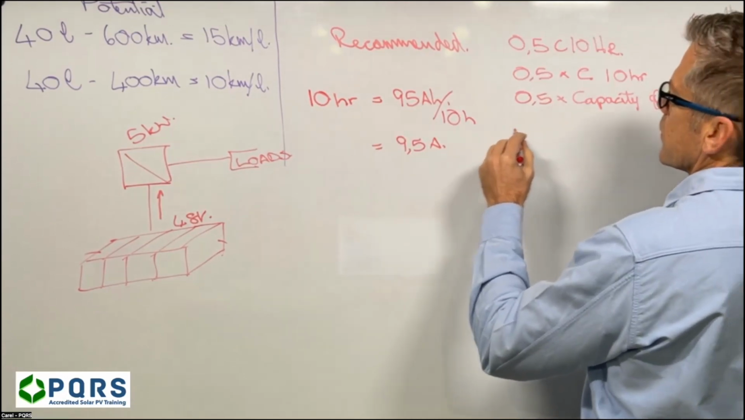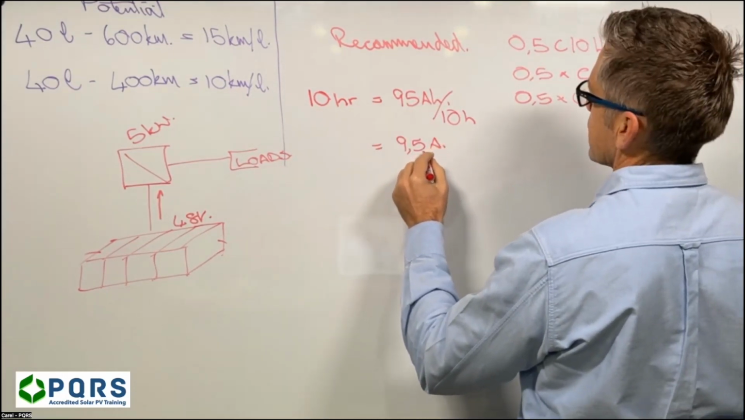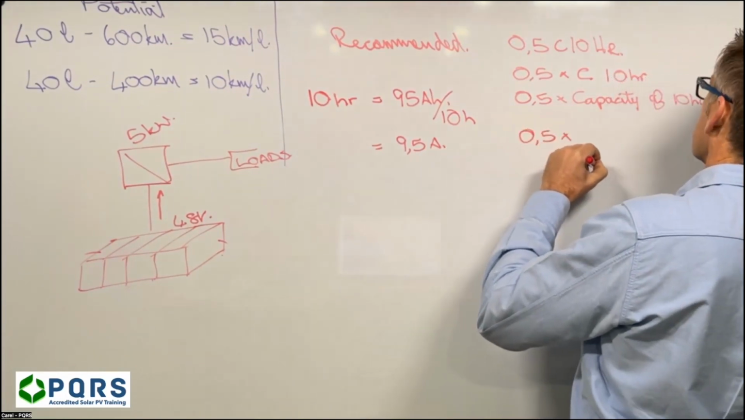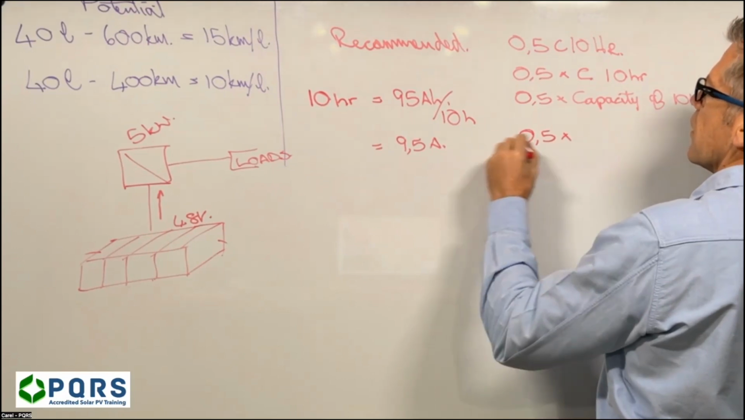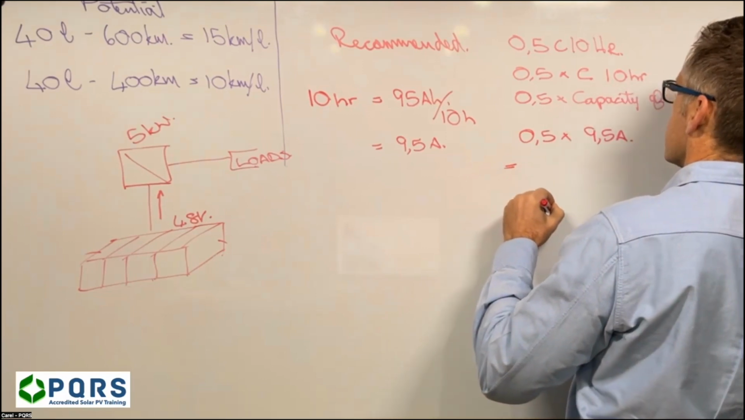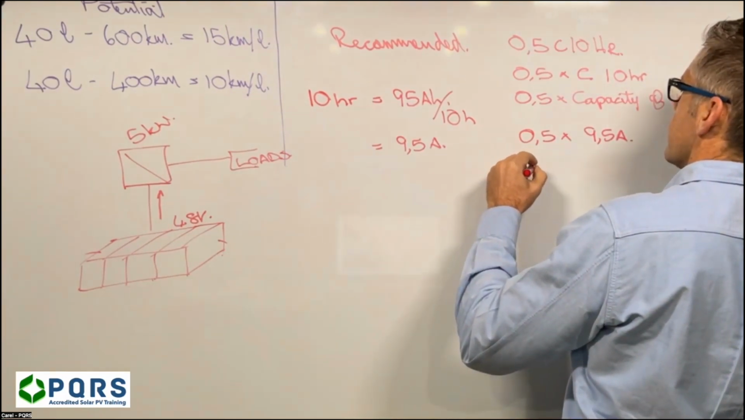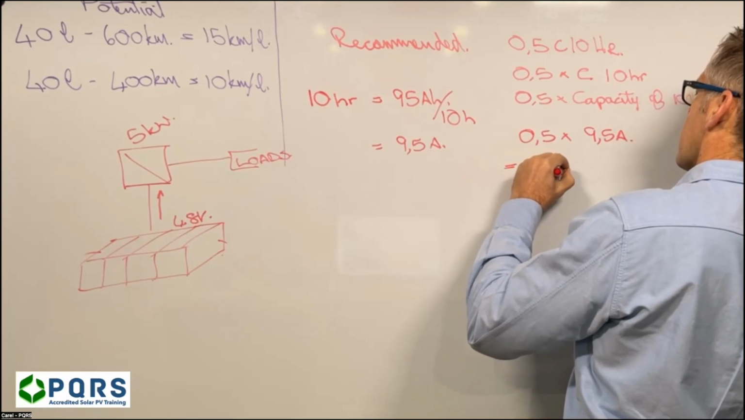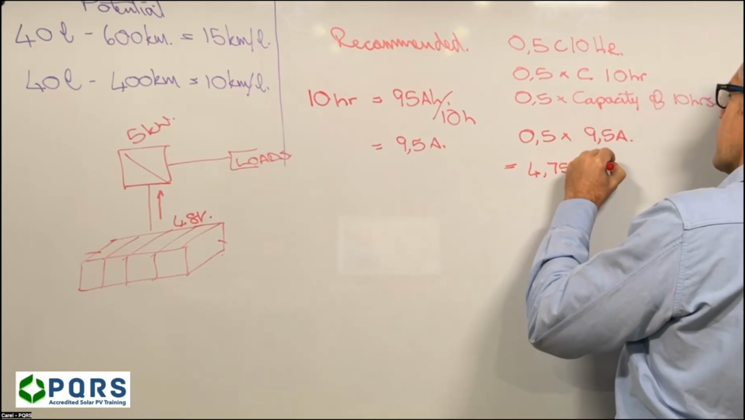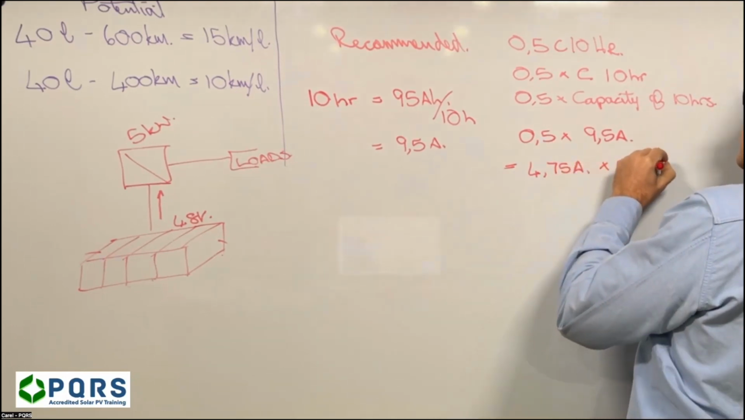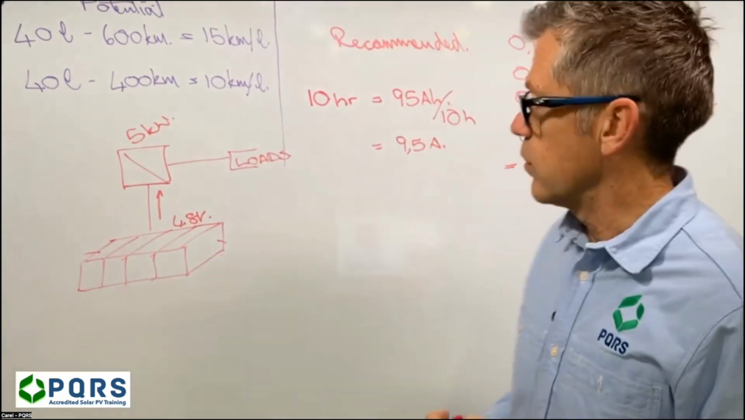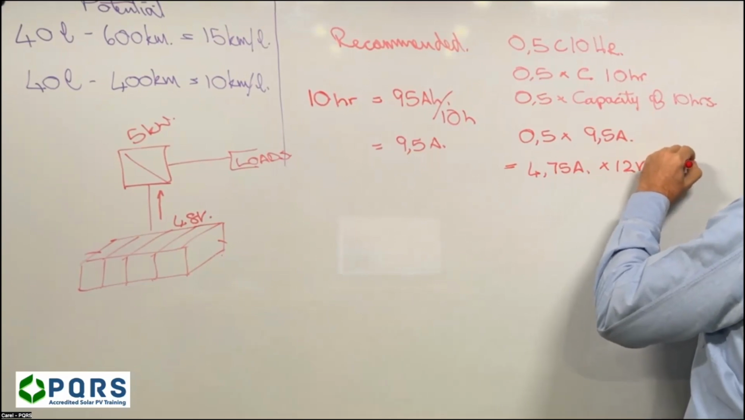So what they are saying is that 0.5 times 9.5 amps equals, what is that, 4.75 amps. So 4.75 amps multiplied by 12 volts equals 57 watts. Wow. Equals 57 watts.